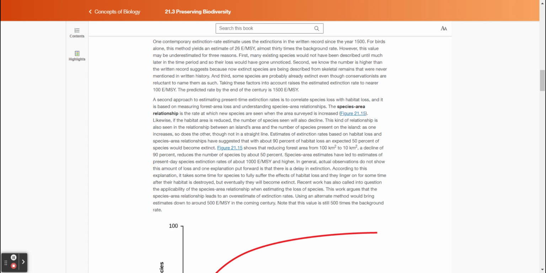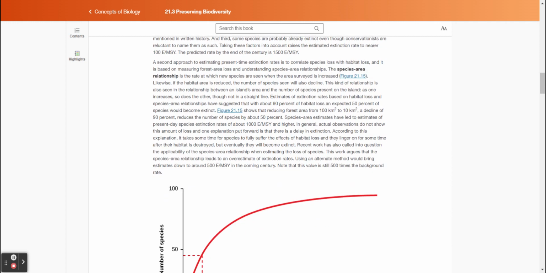First, many existing species would not have been described until much later in the time period, and so their loss would have gone unnoticed. Second, we know the number is higher than the written record suggests because now extinct species are being described from skeletal remains that were never mentioned in written history. And third, some species are probably already extinct, even though conservationists are reluctant to name them as such. Taking these factors into account raises the estimated extinction rate to nearer 100 extinctions per million species years. The predicted rate by the end of the century is 1,500 extinctions per million species years.